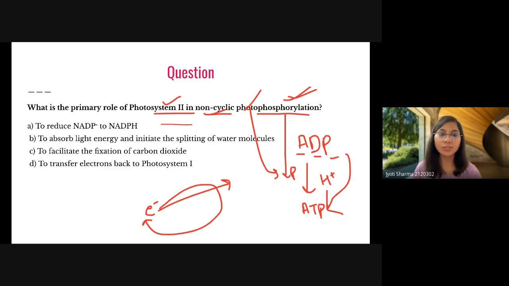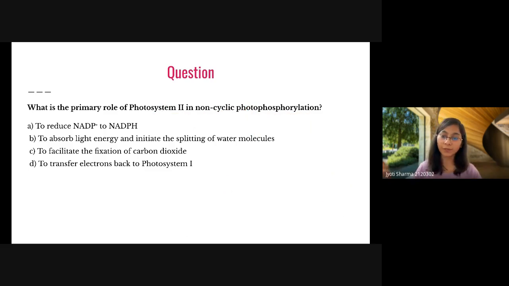So here the question is, what is the primary role of photosystem 2 in non-cyclic photophosphorylation? I have explained much about the terminology in this question, so now you can give me the answer. What do you think? What is the right answer for this question? Anyone want to give me the answer?